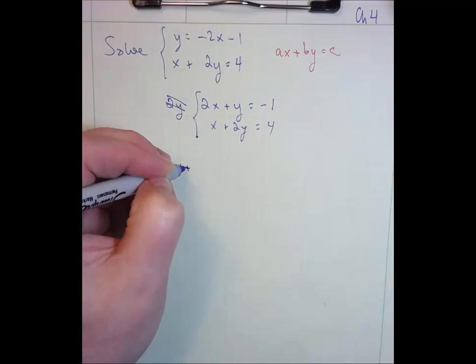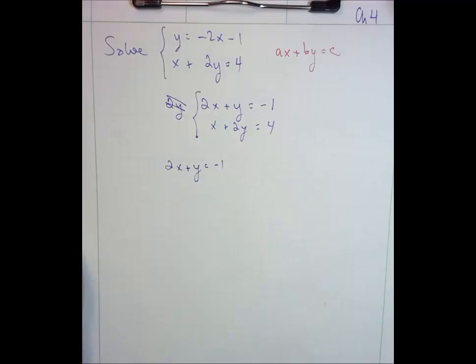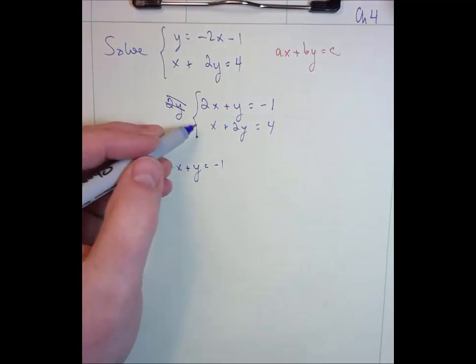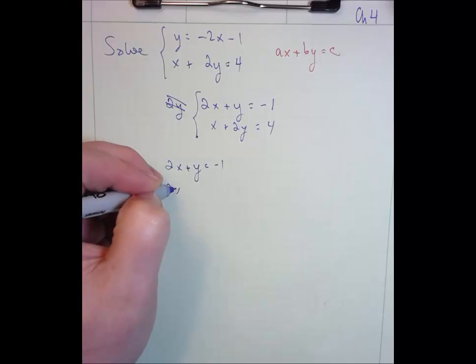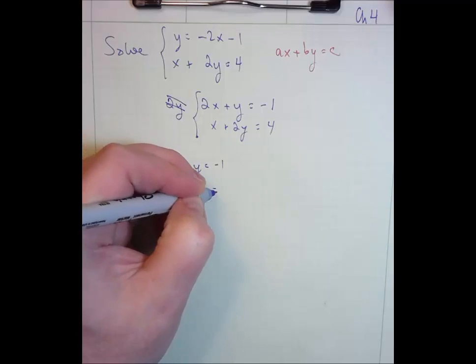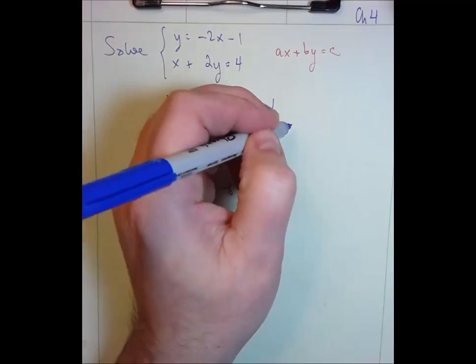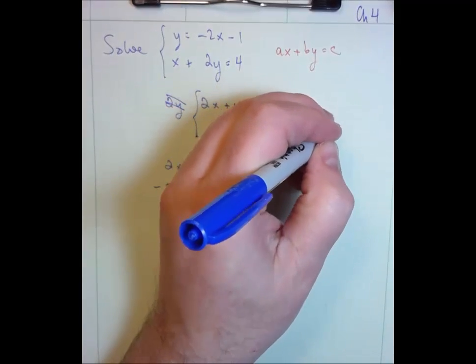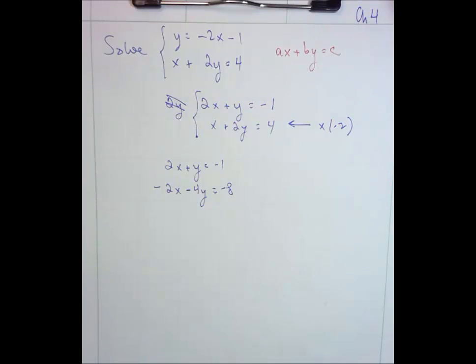So 2x plus y equals negative 1 is the first equation again. The second equation, I'm multiplying both sides by negative 2. So a negative 2x, a negative 4y, and a negative 8. Remember, that's from multiplying that second equation by a negative 2.